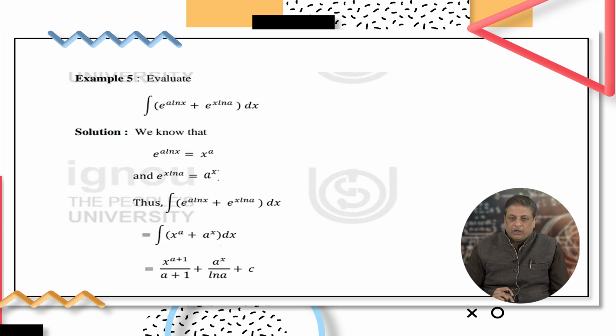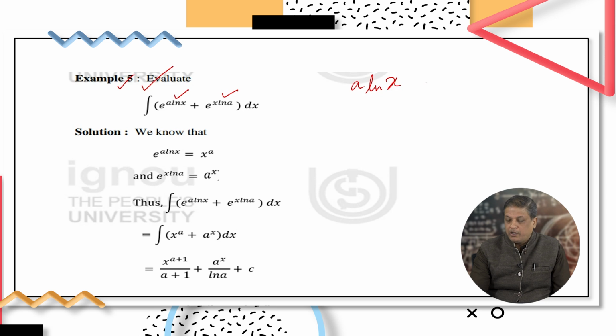Now let's apply one more question to be solved over here, and over here we are going to apply one of the fundamental understandings of the natural logarithm. We are given the question to evaluate the integral of e^(a ln x) plus e^(x ln a) dx. We are supposed to integrate it.